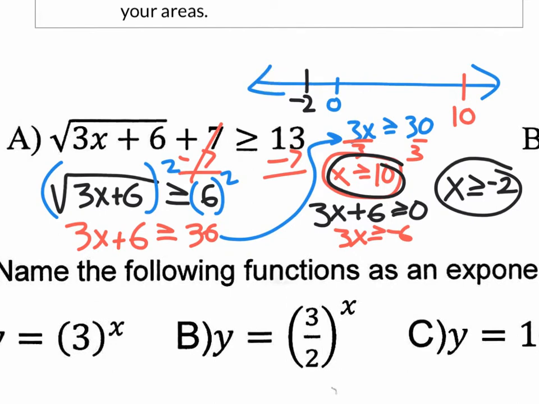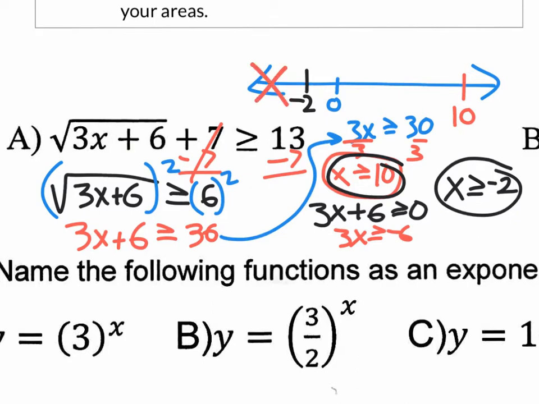So let's say negative 3, all right? Well, if you did plug in negative 3, 3 times negative 3 is negative 9, and negative 9 plus 6 is negative 3, but the square root of negative 3 is imaginary. So you can't, it doesn't work anymore. So obviously, over here, this side doesn't work.